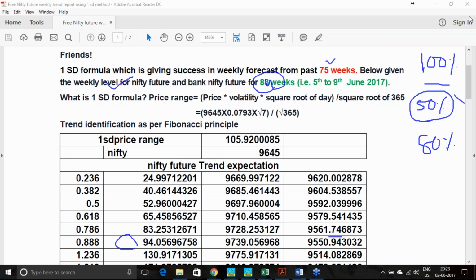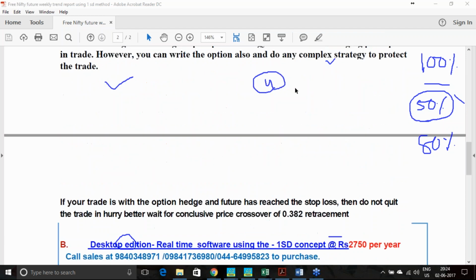There is an amount of failure. So this success is amazing. It's a great success. And that's why I used to say that one method of trend analysis is very important for your success.